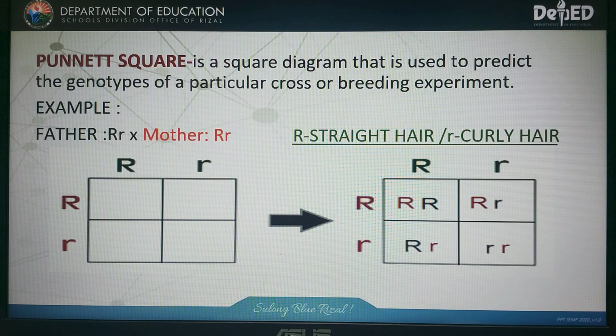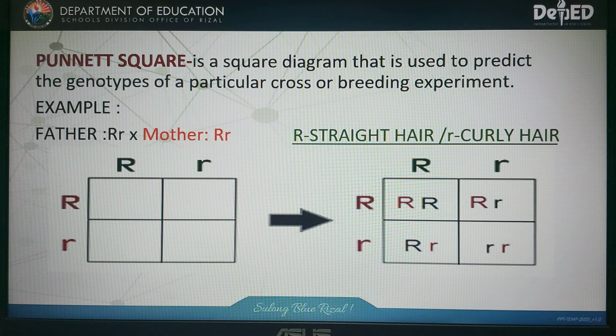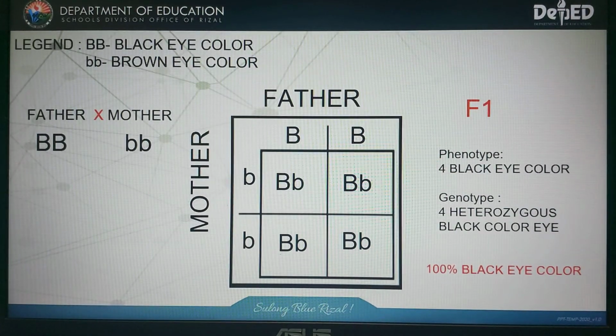The next son or daughter ay magiging heterozygous straight hair as well, and the third son or daughter magiging straight hair siya kasi nga nagpossess siya ng dominant straight hair and recessive curly hair, pero as we all know, in dominant ruling, i-cover up ng dominant yung recessive traits. Next, lastly, yung pinakahuling anak will be curly hair because na-acquire niya yung dalawang recessive traits from both parents. Next, let's proceed to the next one.